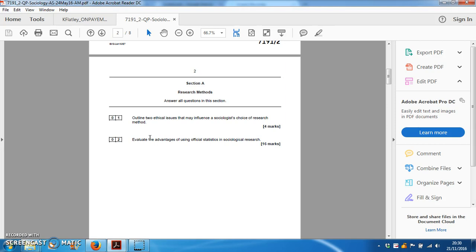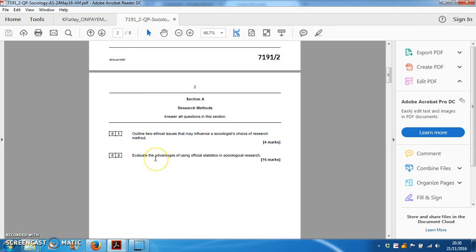Now just another point about this 16 marker, they could ask you something very similar to this one: evaluate the ethical issues that might influence a sociologist's choice of research method. They've done that in the past, so just bear in mind that they could ask what I would refer to as a PET question, practical, ethical or theoretical question.